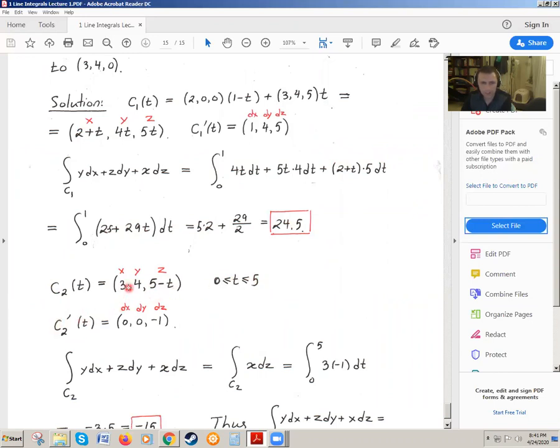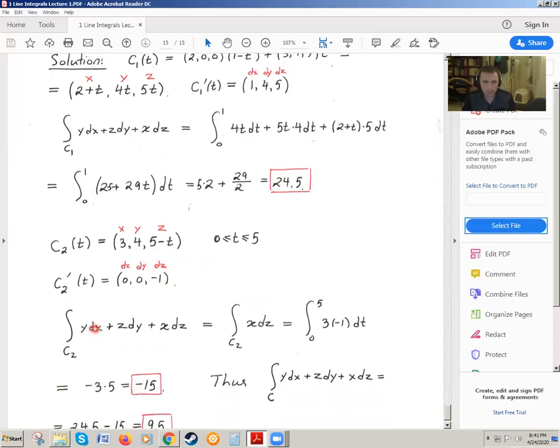Now if I take the derivative, dx is 0 times dt, dy is 0 times dt, because we're not moving along the x-axis or along the y-axis. We're moving steadily 1 unit down along the z-axis. So dz equals minus 1 times dt. Because dx is 0 and dy is 0, I end up only considering x times dz. Here x is 3, and dz is minus 1 dt. So I'm integrating simply minus 3 between 0 and 5, and it gives me minus 15.